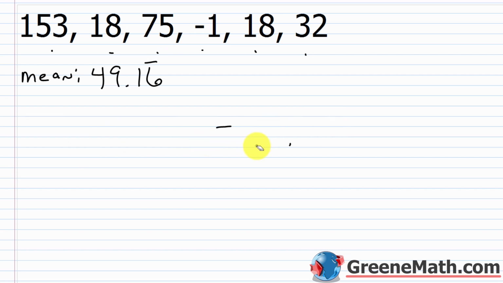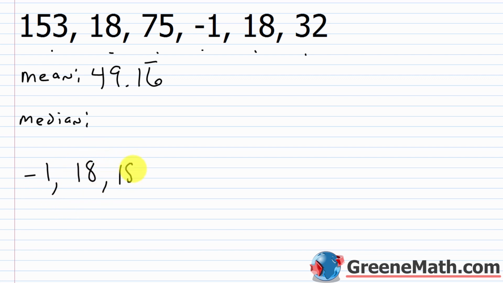All right, what about the median? Again, arrange the numbers from smallest to largest. So -1 is the smallest. Then next we would look at 18, and there's 2 of those. Then we'd have 32, then 75, then 153. So now I'm looking for the middle number, and that's my median. The problem is here I have an even number of numbers. I have 1, 2, 3, 4, 5, 6 numbers. There is no exact middle number here because we have an even number.